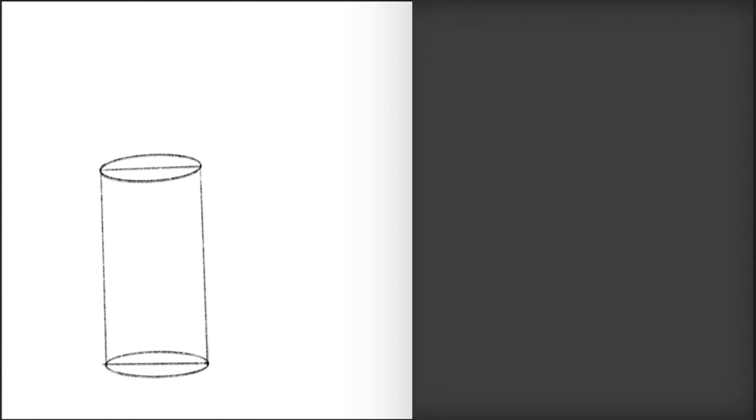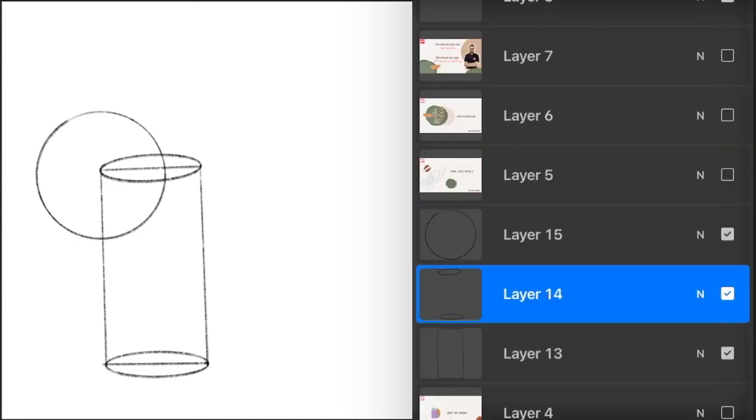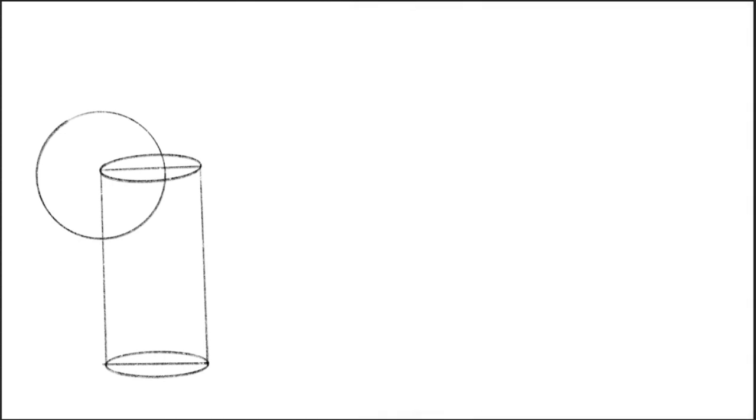Now what I'm going to do, I will convert this into a 3D form which is a cylinder. Okay. Now I would like to add one more 3D form which is connected to this form. So I'm going to make a sphere like this and make sure that it looks 3D and connected to this one.